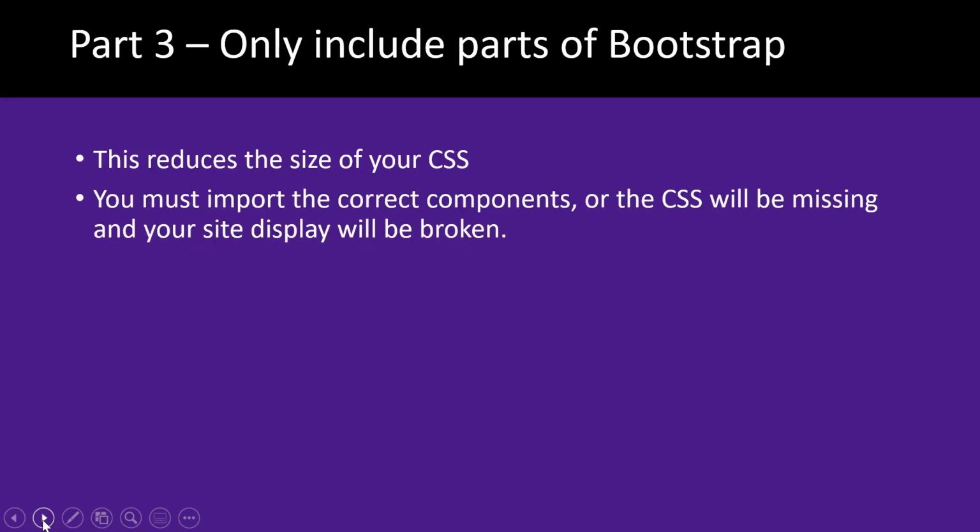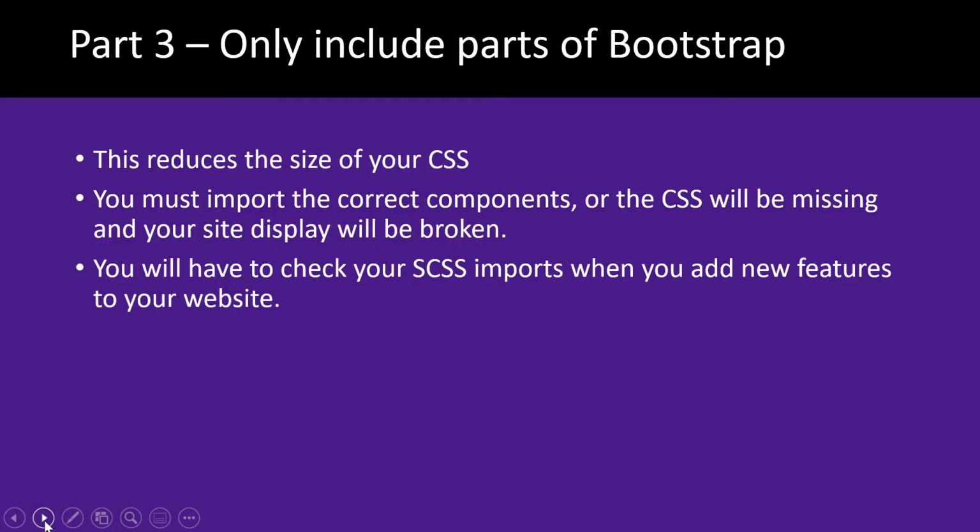Now in this part, we're going to look at how to only include the parts of Bootstrap which you need for your website. This is going to reduce the file size of your website's CSS. You need to make sure you're importing the correct components for your website. If you do not import a Bootstrap component that you've referenced in your website, that part of the CSS will be missing and your site's display will be broken. If you're going to add new features to your site, you have to make sure that you check your imports to check that you've actually imported that Bootstrap component, otherwise the Bootstrap feature will not work.